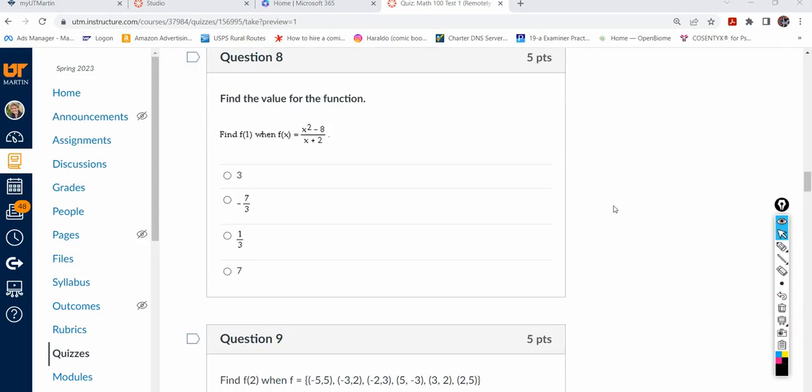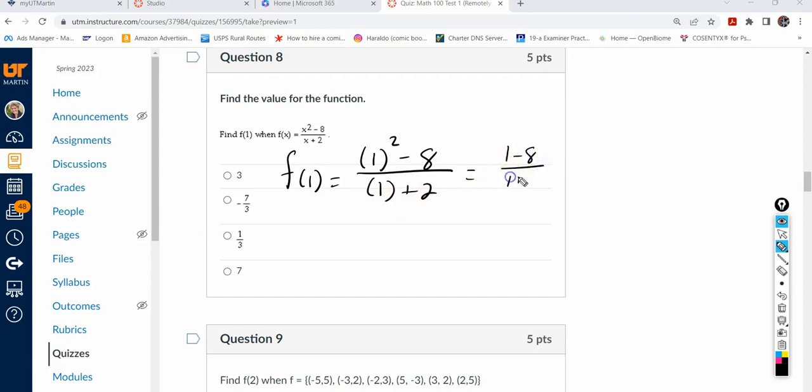All right, find f evaluated at 1. So wherever there's an x, we replace it with 1 in parentheses in the equation. So I'm going to have 1 minus 8 over 1 plus 2. So I'm going to have negative 7 over 3.